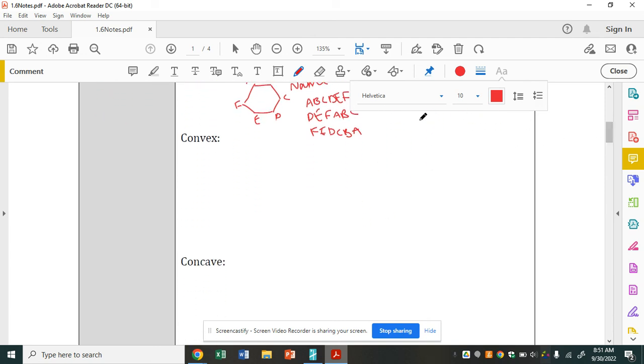Okay. Next definition I want to talk about is what convex and concave means. Convex means that no line that contains a side of the polygon also contains a point in the interior.